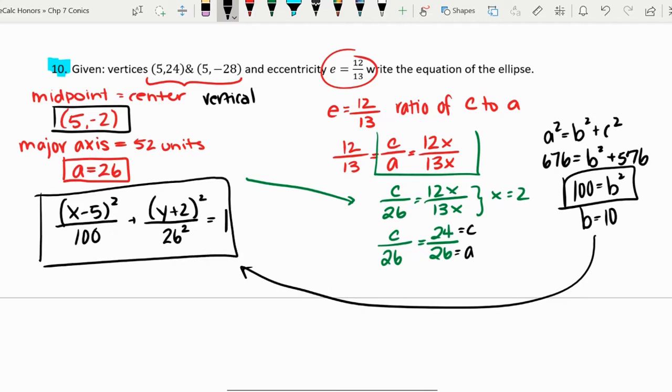So the moral of the story when it comes to eccentricity is that if they give it to us, we can't assume that's what c and a are equal to. We just know it's the ratio of c to a.